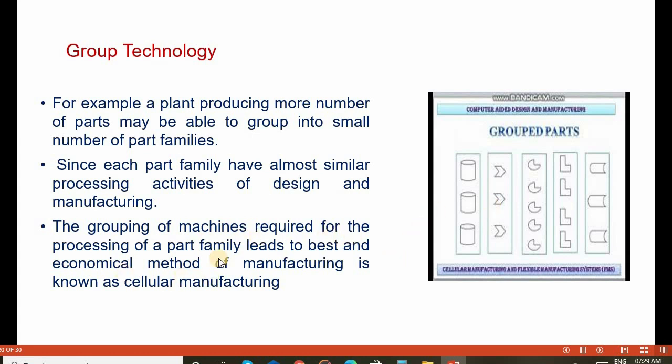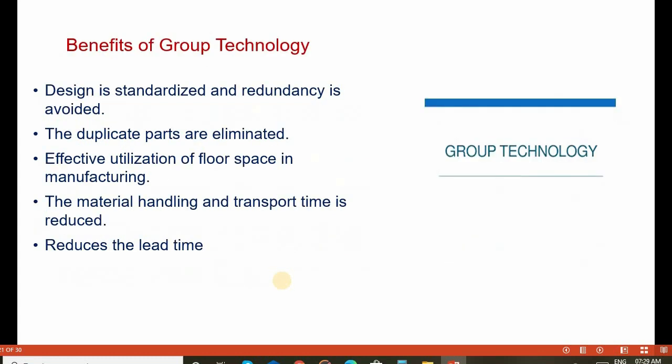The grouping of machines required for processing a part family leads to the best and most economical method of manufacturing, known as cellular manufacturing. So it provides the best and economical manufacturing. By making up the groups and part families, it helps to achieve the best and economical method of manufacturing, which is also called cellular manufacturing.